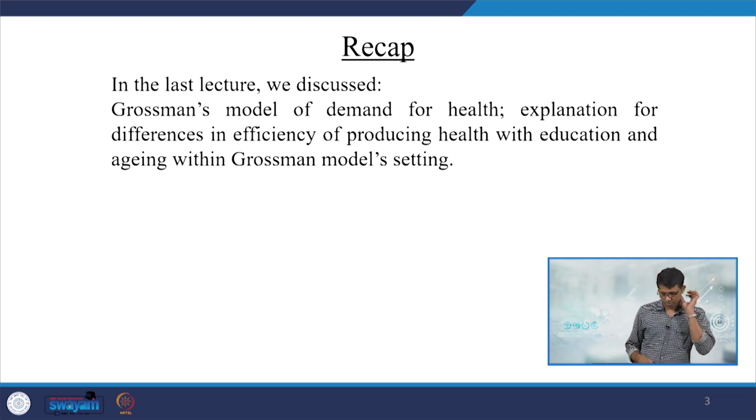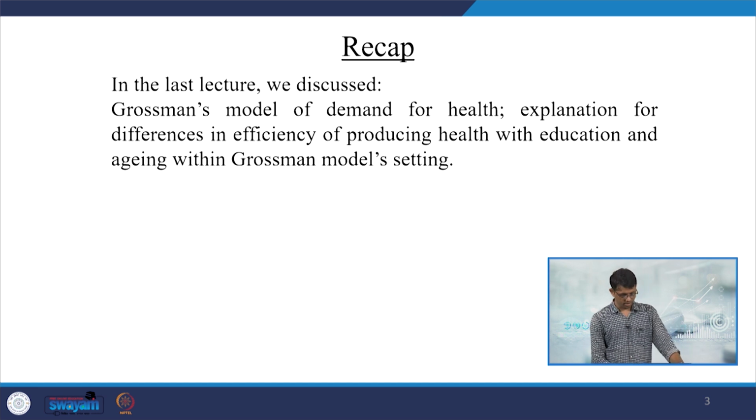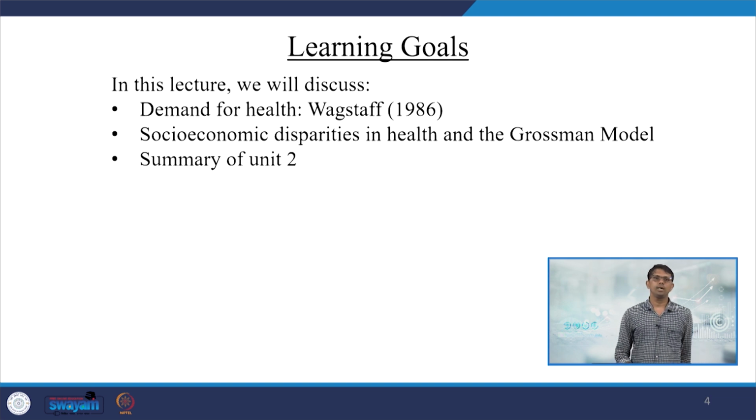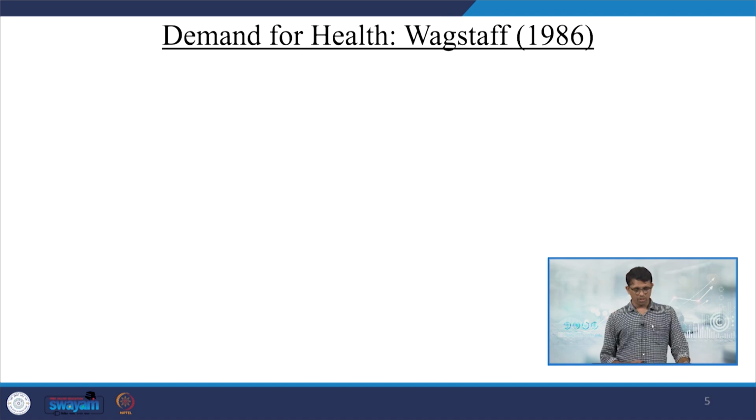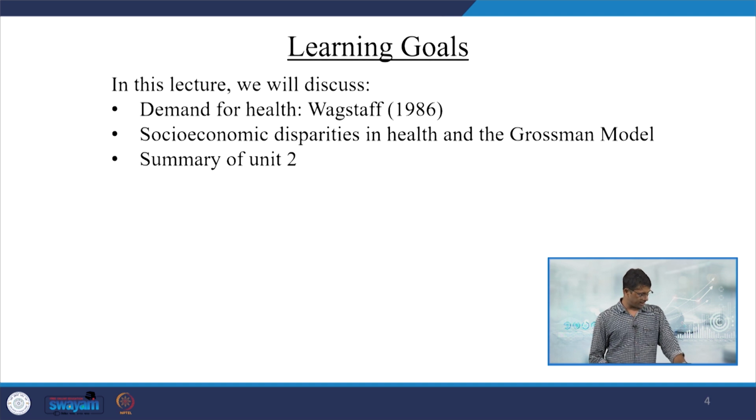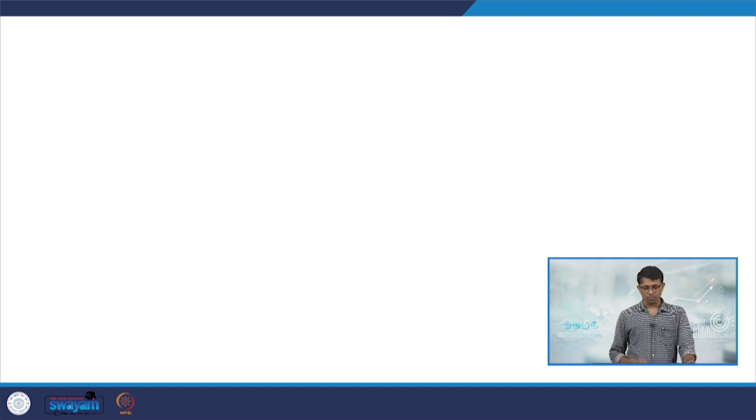However, let us recap what we did. We discussed the Grossman model of demand for health, and the explanation for differences in efficiency of producing health with education and aging within Grossman's settings. Here we are emphasizing the Wagstaff 1986 paper and the explanation of healthcare disparities in the context of socio-economic differences, and also the comparison with Grossman's model. We will also be summarizing the entire week, since this is our 10th lecture and the end of week unit number 2.